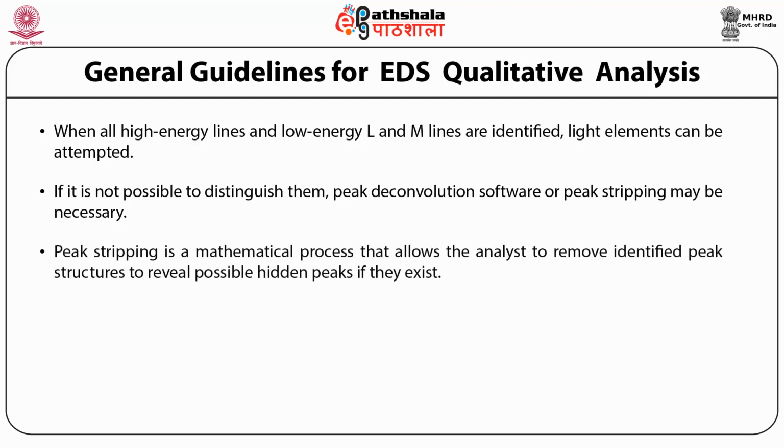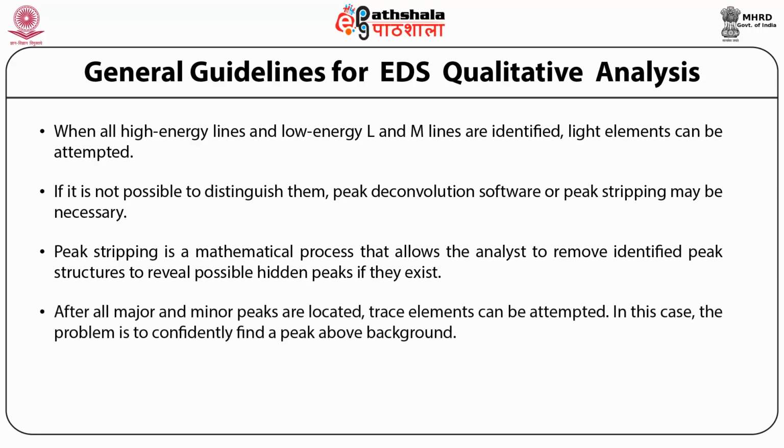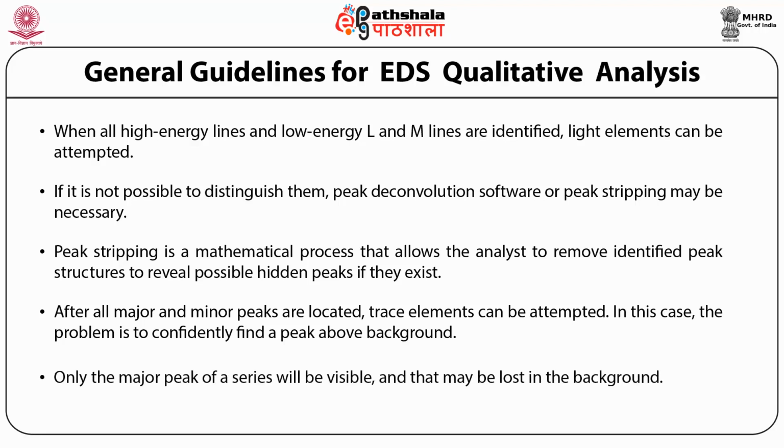Peak stripping is a mathematical process that allows the analyst to remove identified peak structures to reveal possible hidden peaks if they exist. After all major and minor peaks are located, trace elements can be attempted. In this case, the problem is to confidently find a peak above background. Only the major peaks of a series will be visible, and that may be lost in the background.